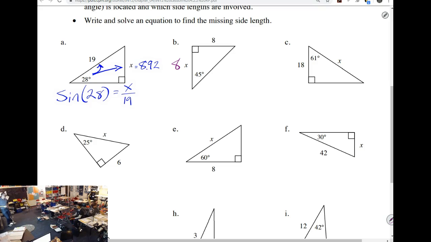Here, the dangerous thing is it's giving us angles that are not easy to set up as the slope ratio, and even if we could, it doesn't matter because we don't have the other leg. So again, we look at what we have. We've got adjacent and hypotenuse, cosine. Adjacent is 18 over x.